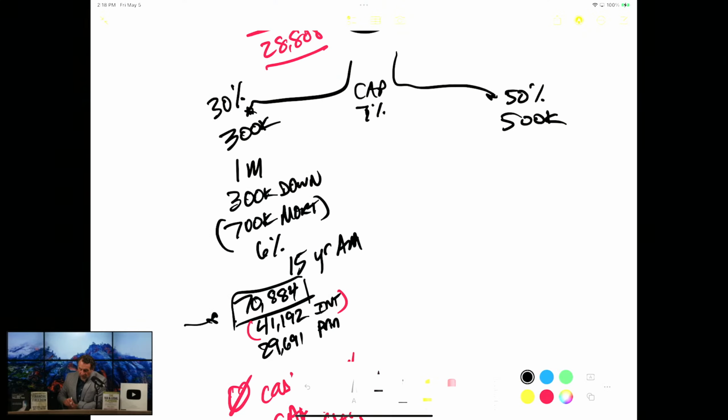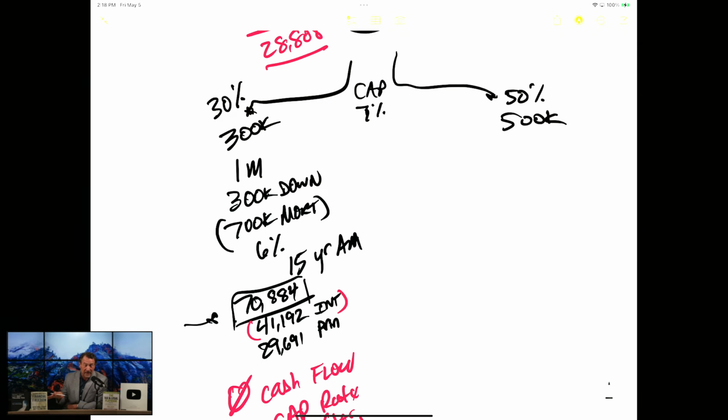Now let's look at $500,000. Maybe you're rolling money over from a 1031. This could be in your retirement account. You might be using your IRA or your 401k to get the loan. And with 50% down, that's a non-recourse loan. So you don't even have to co-sign on this.